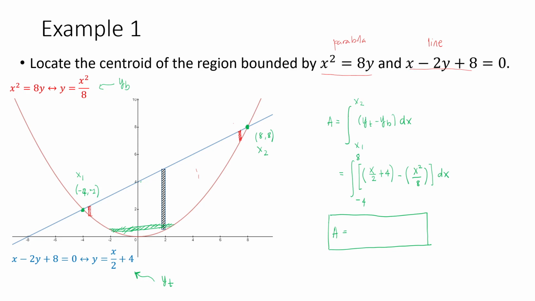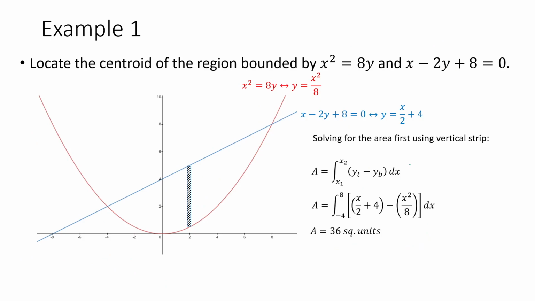$36, sir. Okay, so it's 36 square units. So always write square units since we are looking for the area. Alright, so this is the first step again. You just look for the area. Right? So again, what we have discussed before is still useful in this topic. So this one is the area, 36 square units.